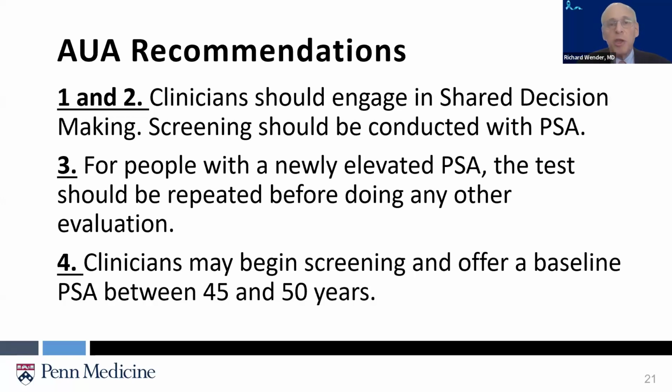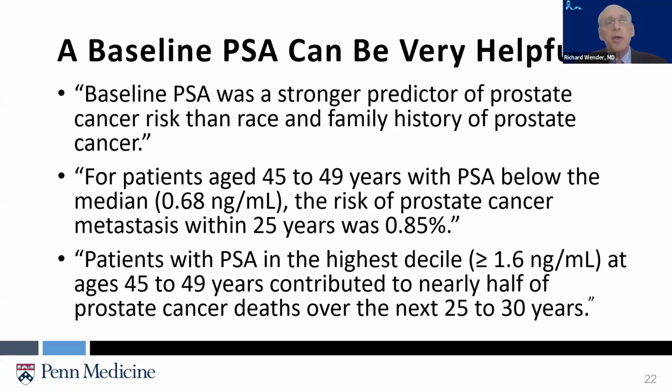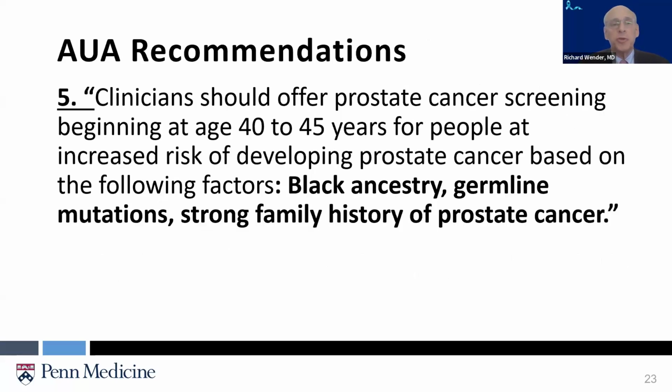They may begin screening and offer a baseline PSA between 45 and 50. And I really love this data about a baseline. A baseline PSA can be helpful for patients ages 45 to 49 with a PSA below the median. The risk of prostate cancer metastasis within 25 years was 0.85%. And if it's over 1.6 in the highest decile, you actually saw a very substantial contribution to the risk of dying in the next 25 years.